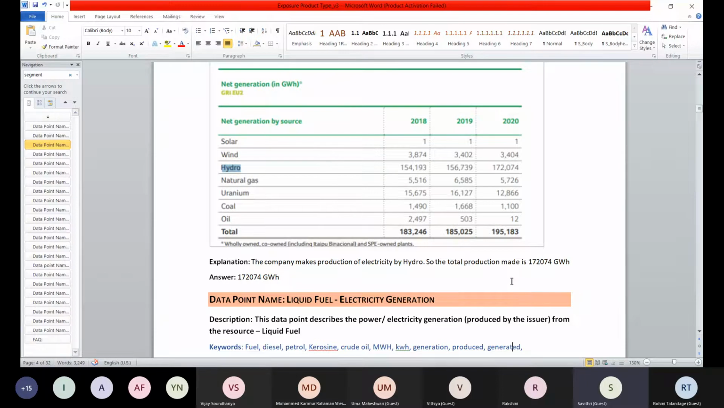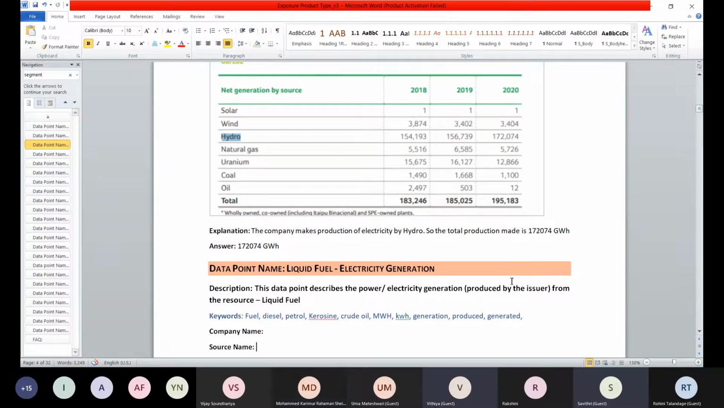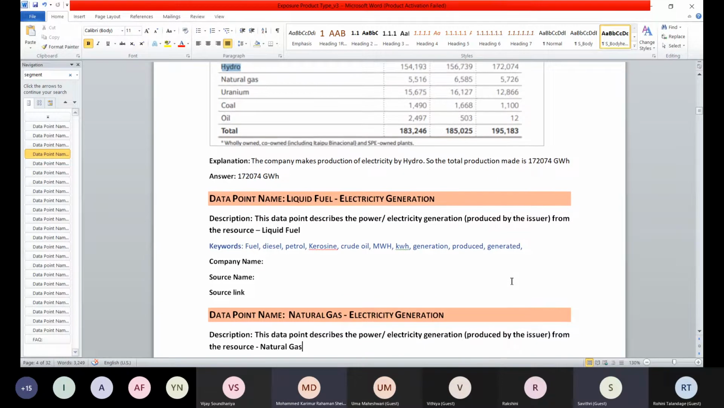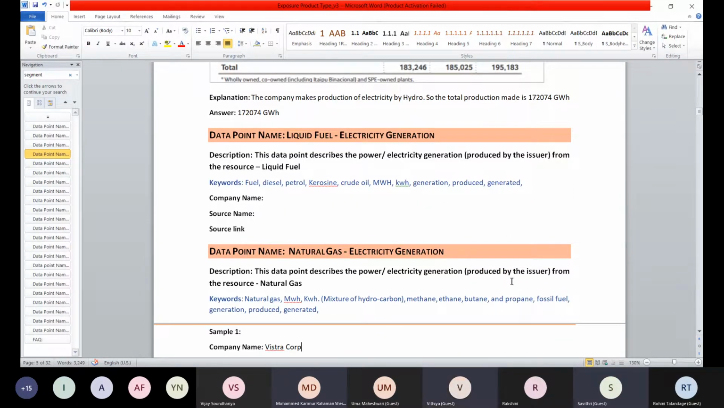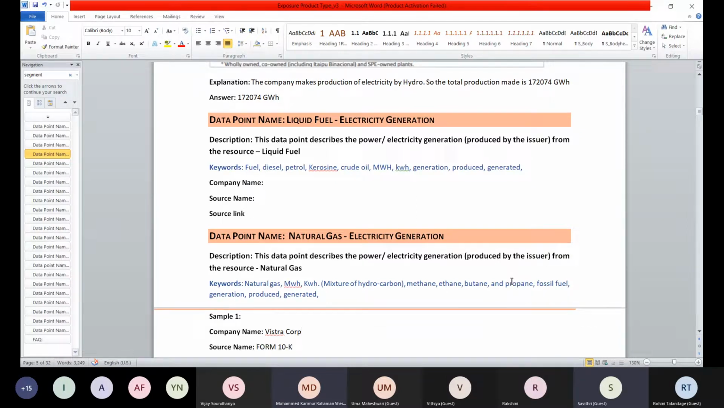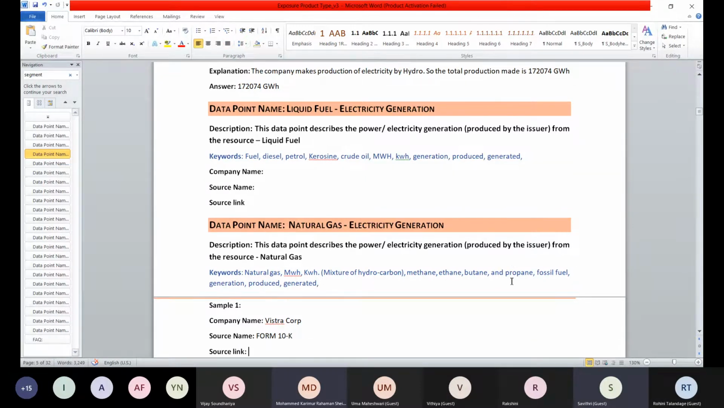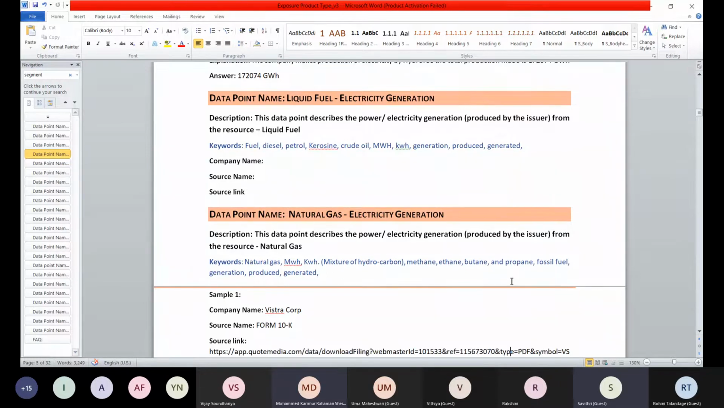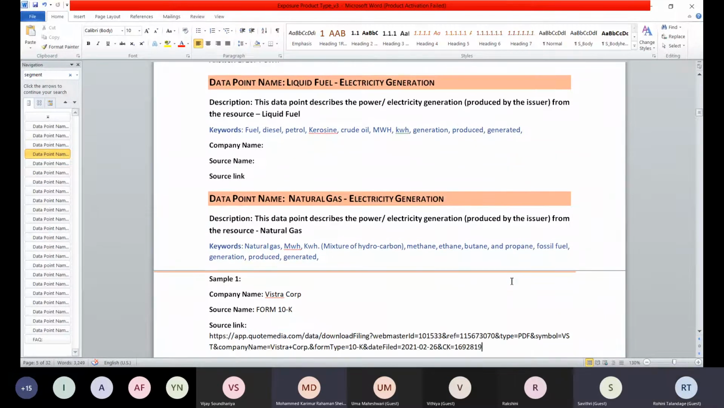Team, do you have any doubts in this? No, sir. Okay, the next is liquid fuel electricity generation. The same thing we are going to find. This time you need to check for the source as liquid fuel. If it is disclosed that the company particularly generated electricity using liquid fuel, then you are going to capture the disclosed value. If it is not available, you just mark it as not reported. That's it.